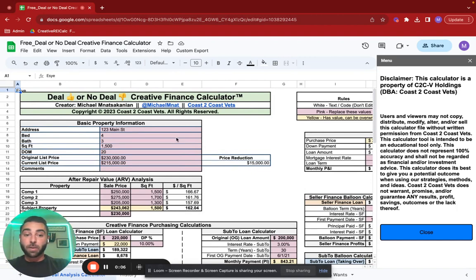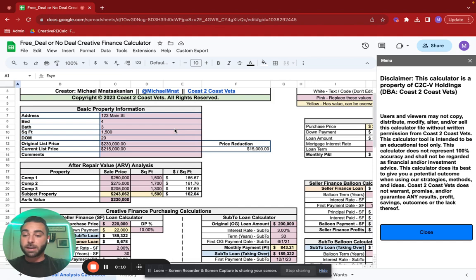So today we're going to be going over how to use the free version to underwrite a straight sub-2 deal. A subject-to deal is when you're taking over the existing mortgage from a seller. You're basically taking over the responsibility of the payments. You're taking over the loan balance, and you're not assuming that loan, but you're taking over the responsibility of that loan payment and the monthly payments associated with it. So we're going to look at how to underwrite it today very specifically.